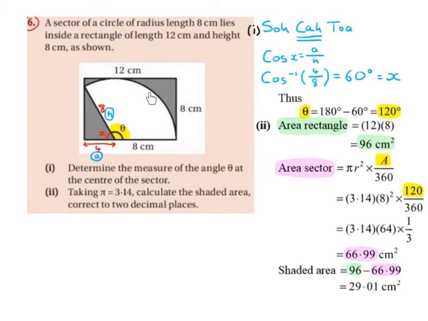So the area of the sector is 66.99 centimeters squared. The area of the rectangle is 96 centimeters squared. So the shaded area is going to be the area of the rectangle minus the area of the sector. So 96 minus 66.99, which is 29.01 centimeters squared.